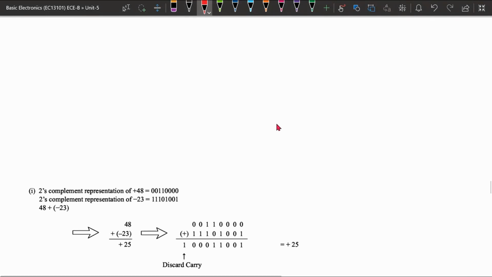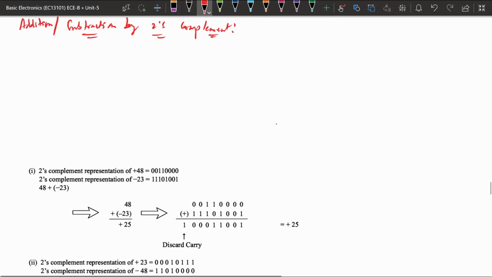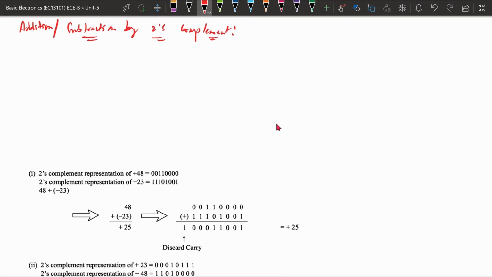Some of the arithmetic we will see is addition and subtraction by using 2's complement. So we have taken an example. Suppose we have 2 numbers, 48 and 23. We need to subtract them. We prefer performing the mathematical operations by using 2's complement, that's why we have taken the example of 2's complement only. So 48 minus 23 we need to perform.